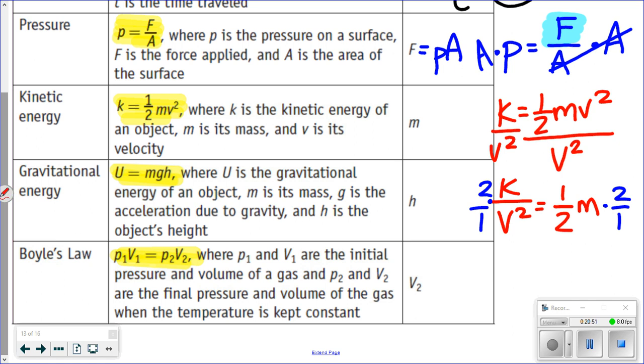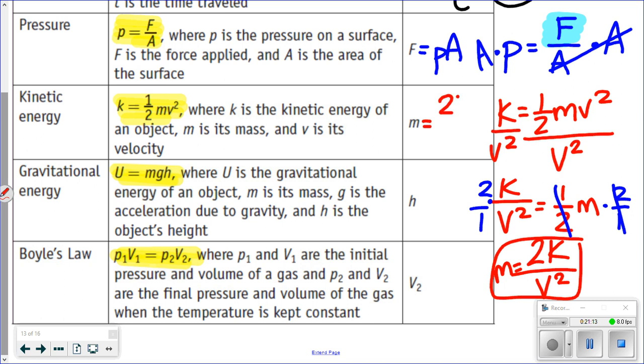So 2 times k is 2k. 1 times v squared is v squared. So this is what m is equal to. It's all by itself because these two things cancel each other out. And m is all alone. So m equals 2k over v squared.